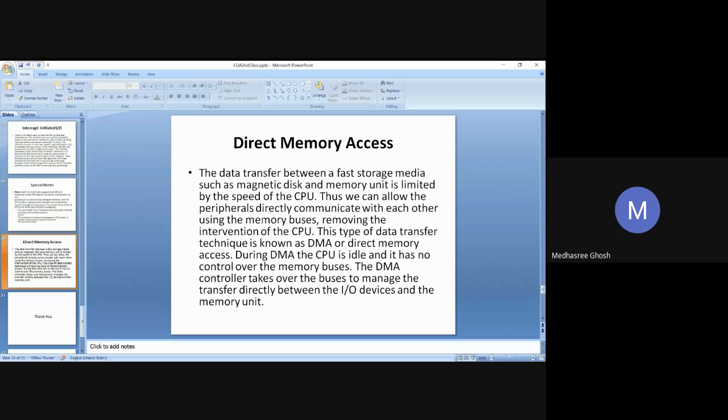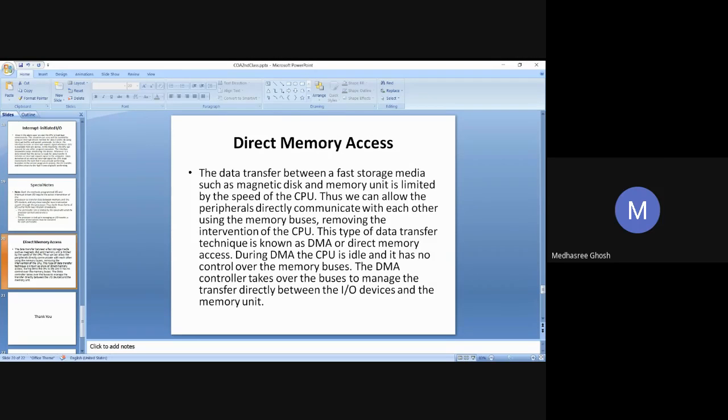Okay? Now, if the direct intervention of the CPU is omitted by giving direct access to memory to the input output device, obviously the speed will increase. This is how direct memory access, or DMA, came into the picture. This part we had left in the last lecture.